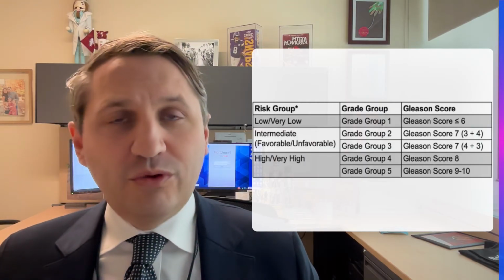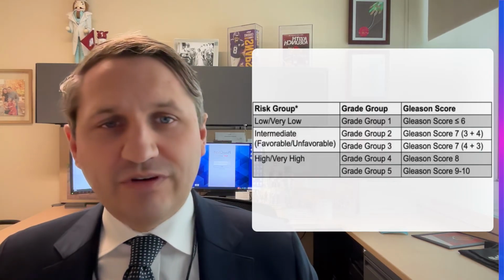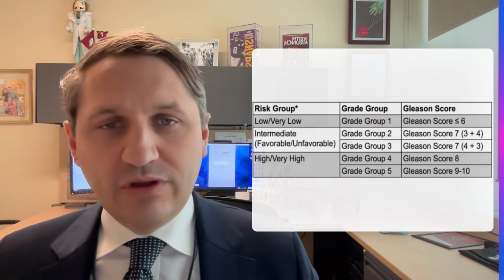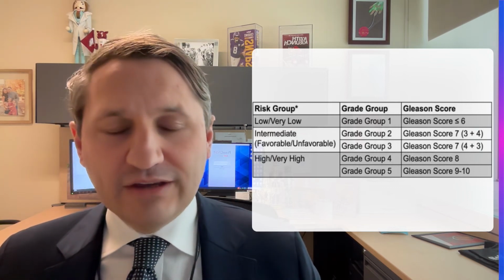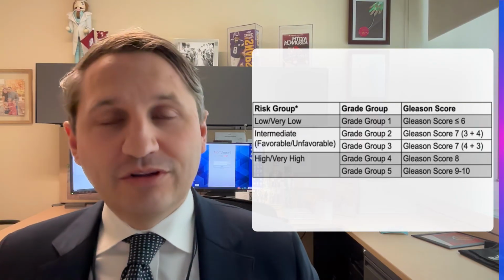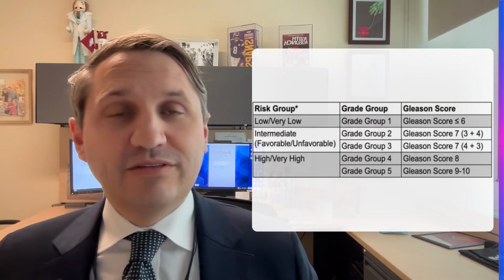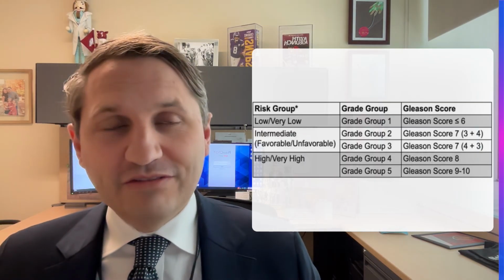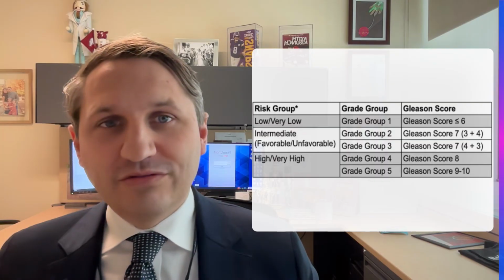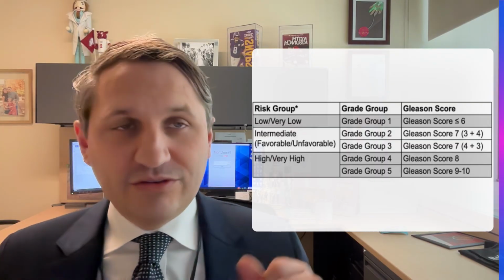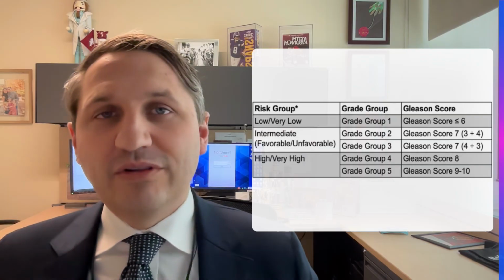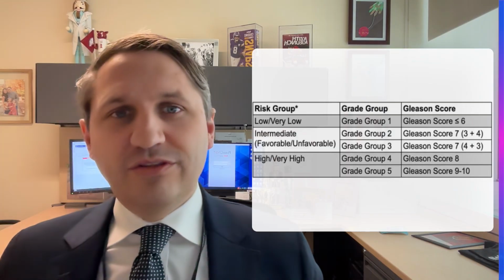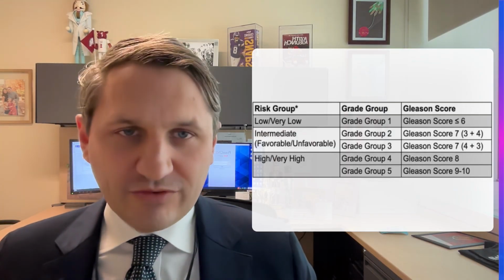And then 4+4, which is 8, and 4+5 and 5+5 are all in the high risk setting. And so those are grade group 4 and 5. This becomes confusing because the MRI system is also presented on a scale of 1 to 5. It's PI-RADS 1, 2, 3, 4, and 5, where PI-RADS 3, 4, and 5 are the lesions that we typically are concerned about in biopsy. And so this is just to point out that the grade group system is separate from the PI-RADS system.